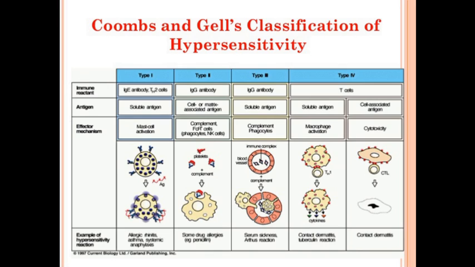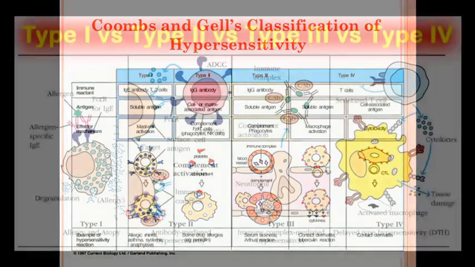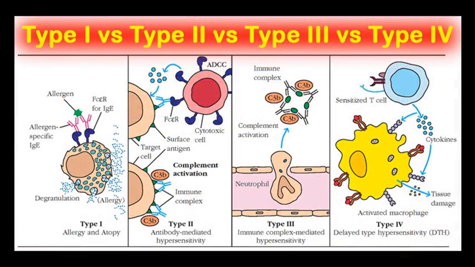According to Gell and Coombs' classification of hypersensitivity, there are 4 types: type 1, type 2, type 3, and type 4. Let's go to the next slide. If we talk about the 4 types, type 1 is an IgE mediated degranulation of mast cells, which is leading to acute anaphylactic response.